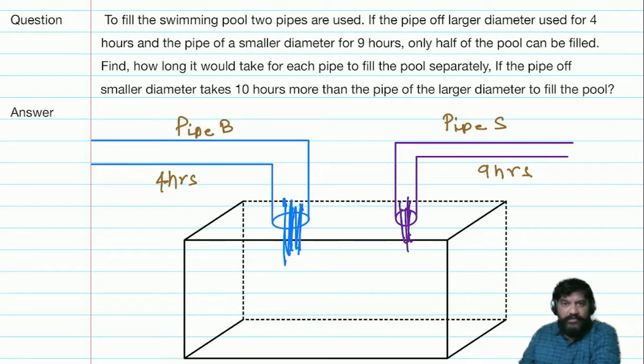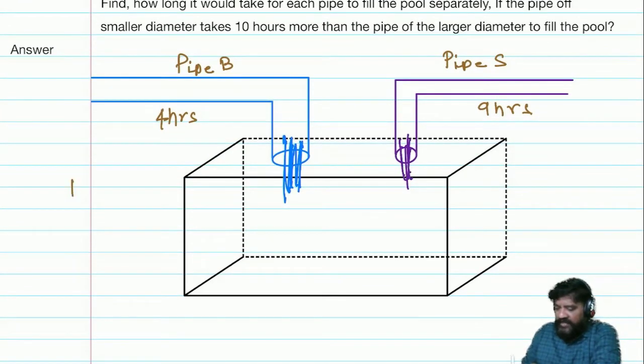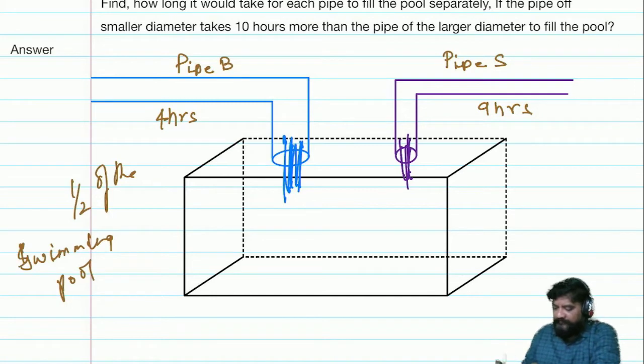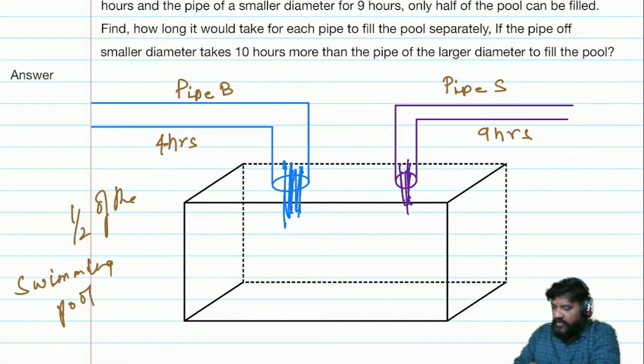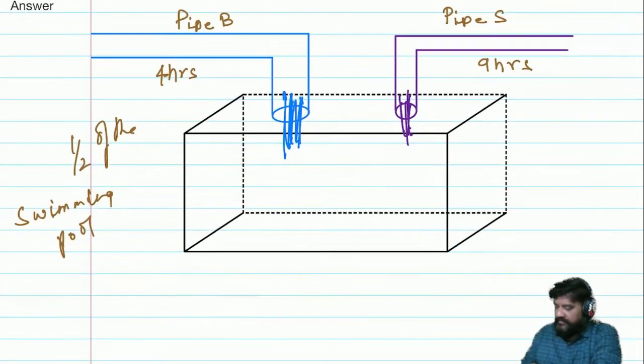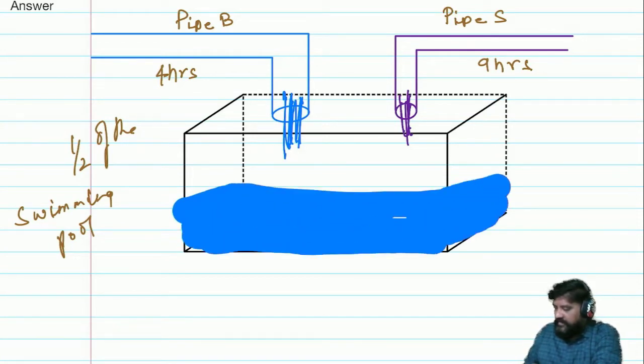at the end of 9 hours, when both pipes have been used, it fills half of the tank or the swimming pool. It only fills half of the swimming pool. So what does that mean? Let's say I turned on the bigger pipe and let's say it filled up around this amount of water. And now when I turn on the smaller pipe, obviously they are running together, so let's say it filled up this amount of water.